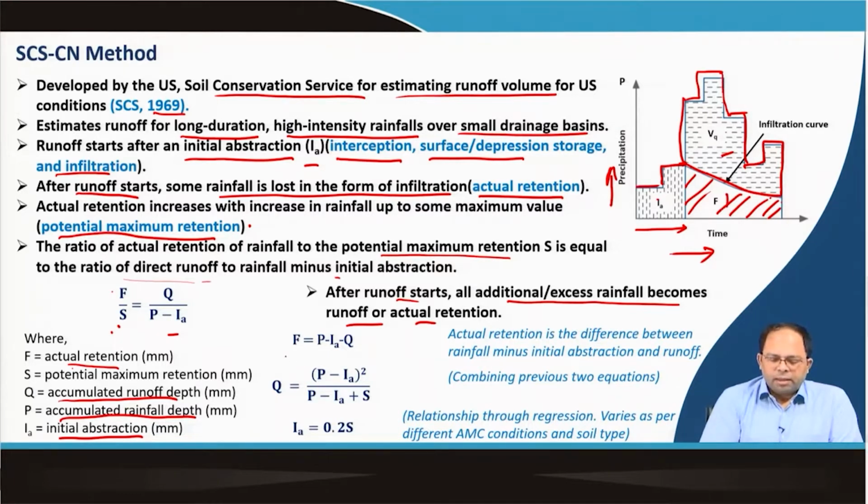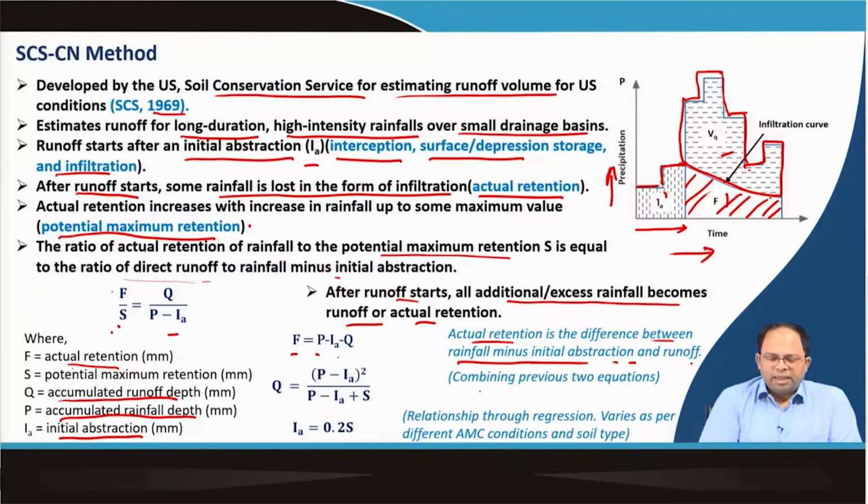So, actual retention is the difference between rainfall minus initial abstraction and runoff. So, actual retention is whatever goes into the ground. If I take out runoff as well as initial abstraction, whatever is left is this actual retention. So, F, which is actual retention, is equal to P minus IA minus Q.